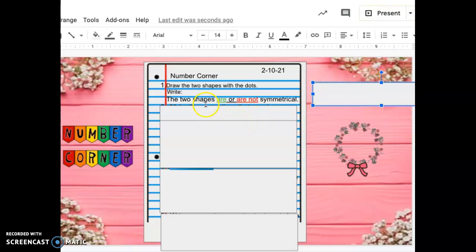Alrighty, now that you've drawn the shapes, on number 1, you need to write the 2 shapes are symmetrical or the 2 shapes are not symmetrical. Press pause if you need more time to complete your sentence on number 1.